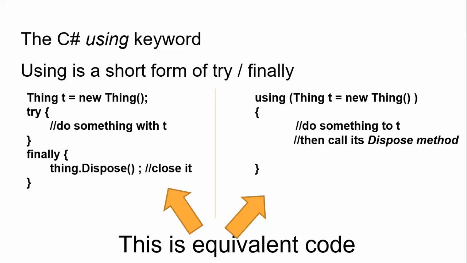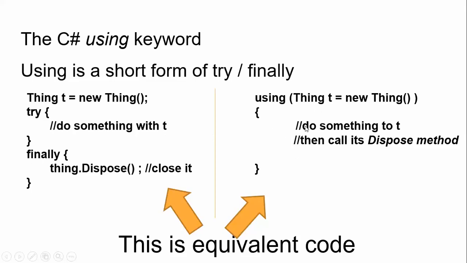So let's take a look at two examples here. Here's the previous example on the left. Thing T equals new thing, and then try to do something with T, and then even if it blows up, make sure its dispose function gets called. But there's always the possibility we would forget to call the dispose function. What C# provides is this using statement on the right, which is a short form of what you see here on the left. So using thing T equals new thing is functionally equivalent to what you see on the left.